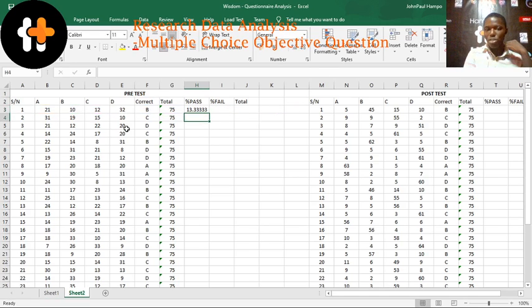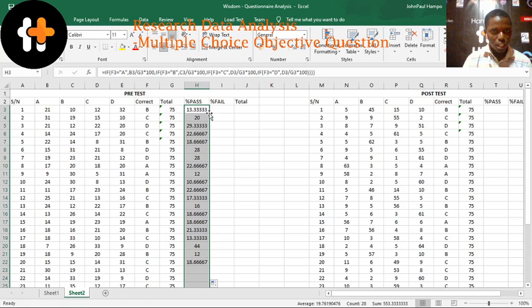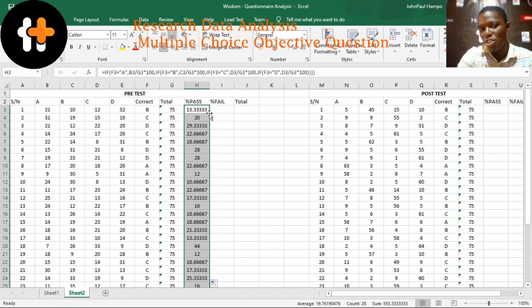Then you have this. Now, you see the difference? The difference between this and the previous one is that you consider the answer to know what you are multiplying. You consider the answer to get what you will multiply. So run this all through by just double clicking at this edge. It goes all through down. It gives us the percentage of pass on each question.